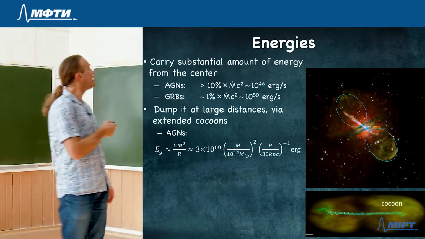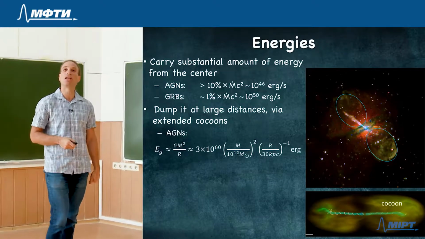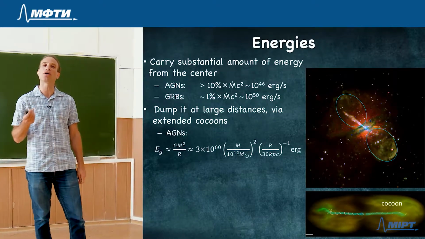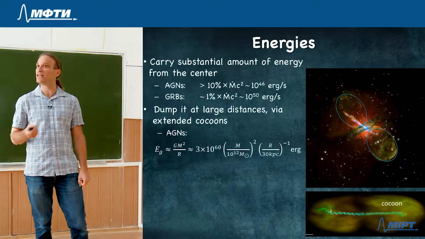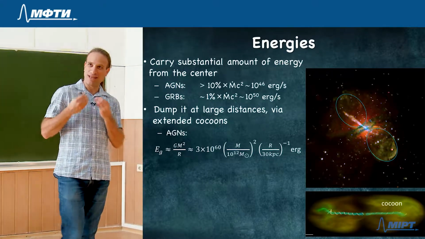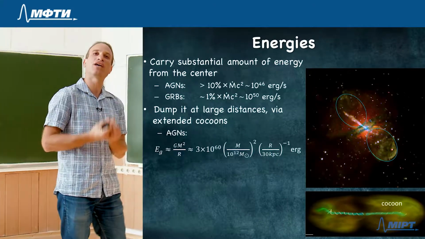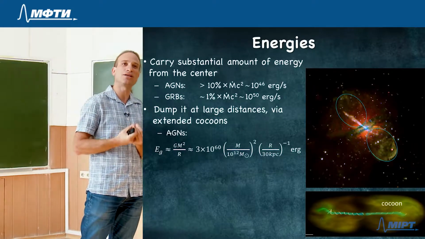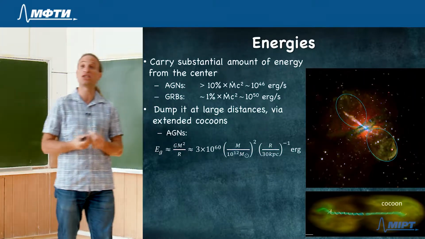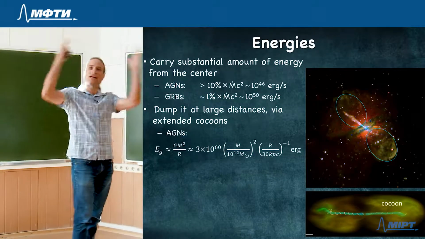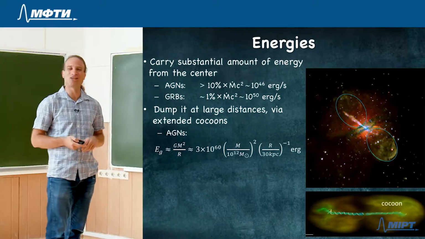The entire gravitational potential energy of the Milky Way, including the dark matter, is about 3 times 10 to the 60 ergs. So the energy that the jet carries through the lifetime of the engine, the relatively short lifetime of the engine, sums up to about the entire gravitational potential energy of the galaxy.